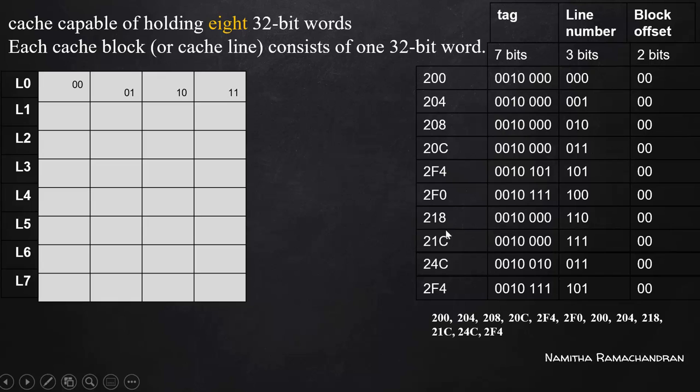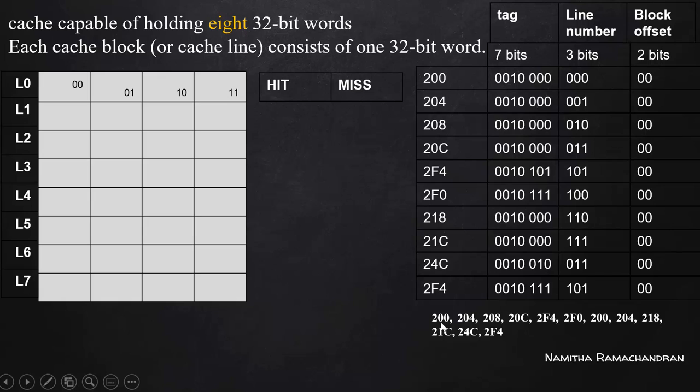Similarly, we can identify the block offset, line number, and tag field values of these address values also, like these listed here. Okay, so based on this data, now we can identify the number of hits and misses for the first pass.